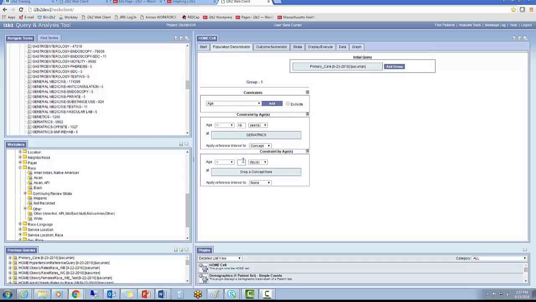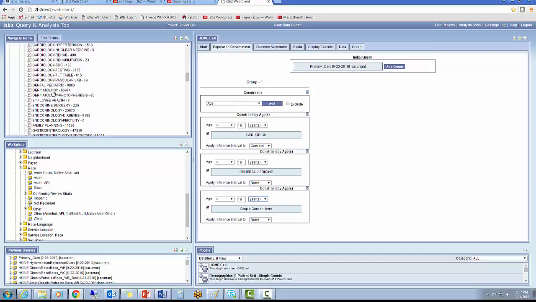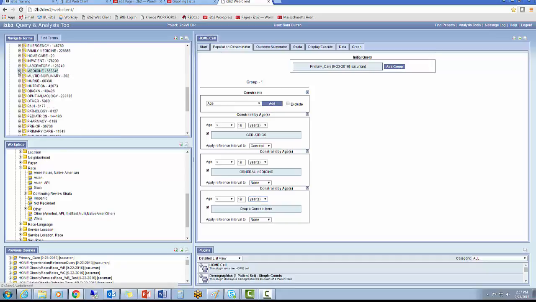We'll describe reference intervals later, but that basically means that the service had to occur in the year of interest for each of the years that we're looking at. We do the same for geriatrics, for general medicine, and the same for family medicine. And very quickly, we're able to describe a denominator panel whereby all the patients each year will have had at least one visit to one of these places.